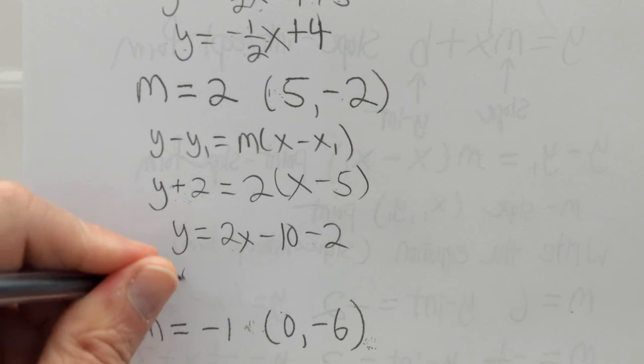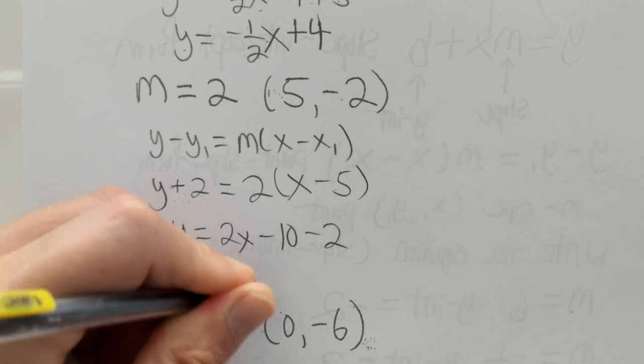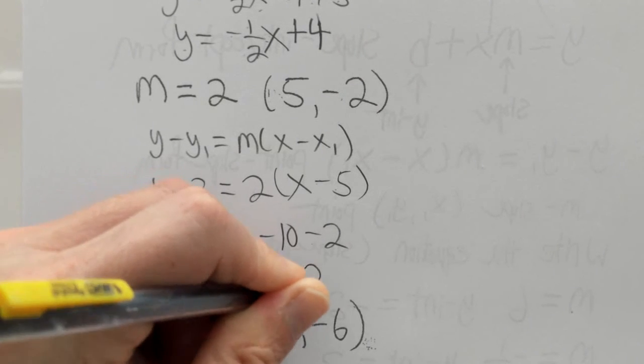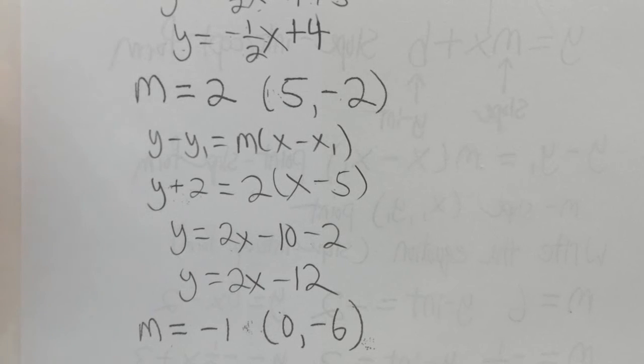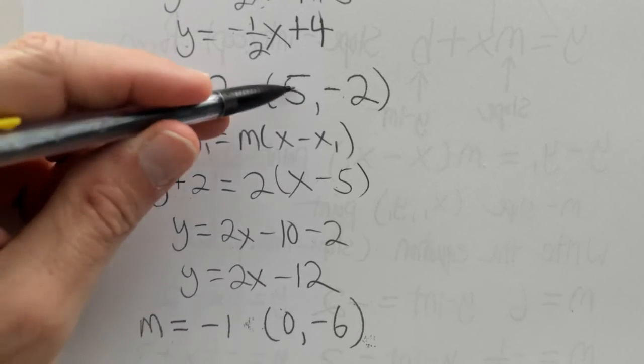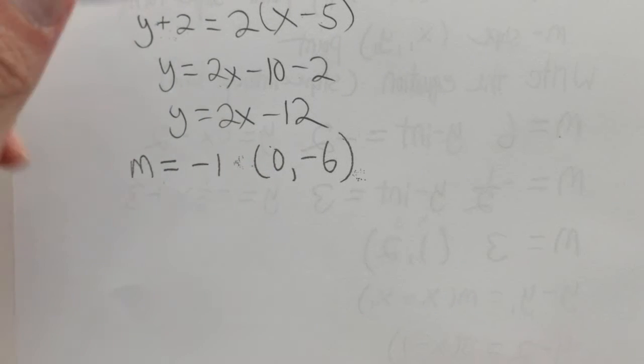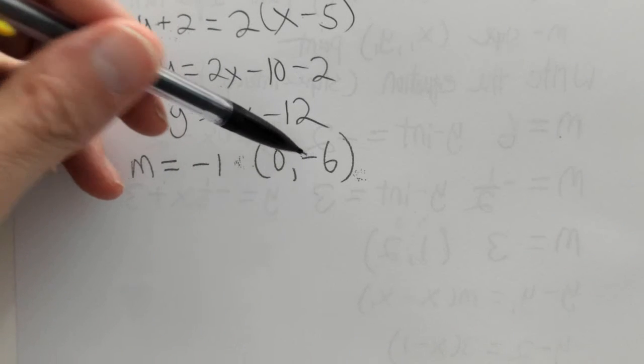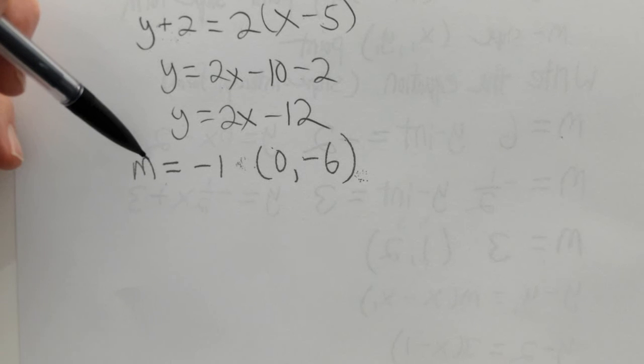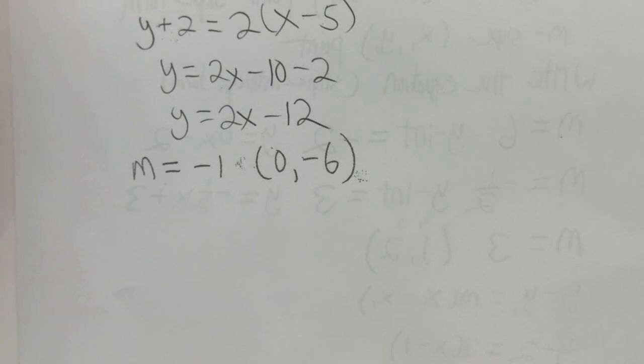Let's combine together the like terms. That'll be 2x minus 12. And then there is the correct equation of the line with this slope that goes through this point. Okay? One more example. Let's try this one. Again, I have a point and I have the slope, so I'm ready to plug into point-slope form.